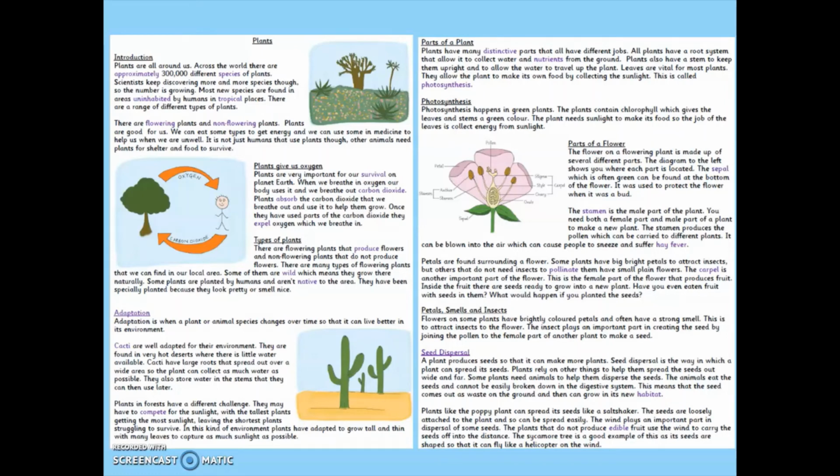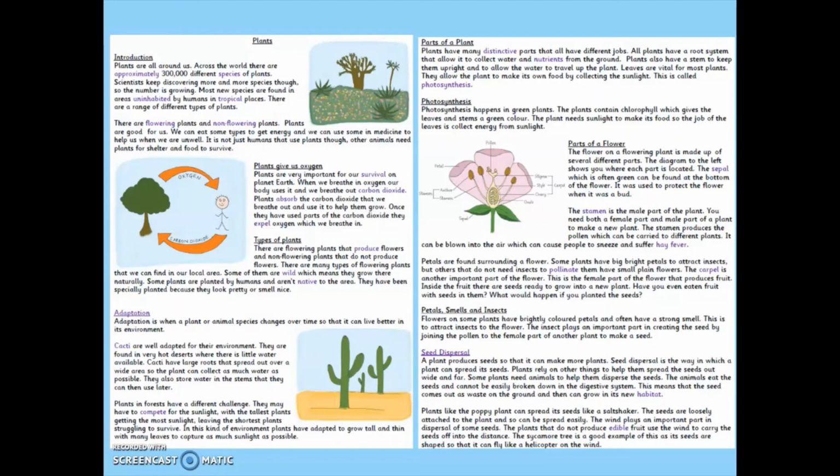The carpel is another important part of the flower. This is the female part of the flower that produces fruit. Inside the fruit there are seeds ready to grow into a new plant. Have you ever eaten fruit with seeds in them? What would happen if you planted the seeds?